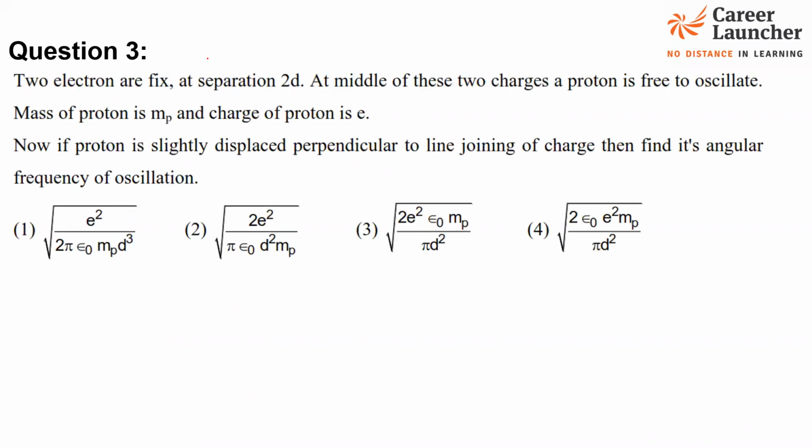2 electrons are fixed at a separation 2d. At the middle of these two charges, a proton is free to oscillate. The mass of proton is mp and the charge on the proton is e, which is positive, right? Now the proton is slightly displaced perpendicular to the line joining the charges. Then what is the angular frequency of oscillation?